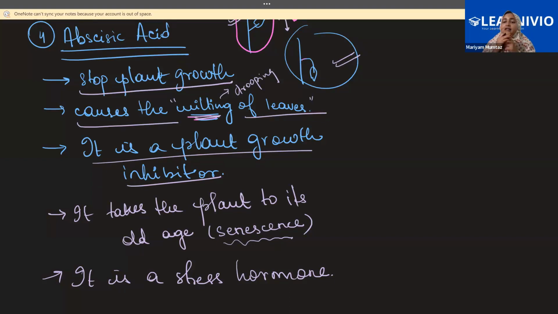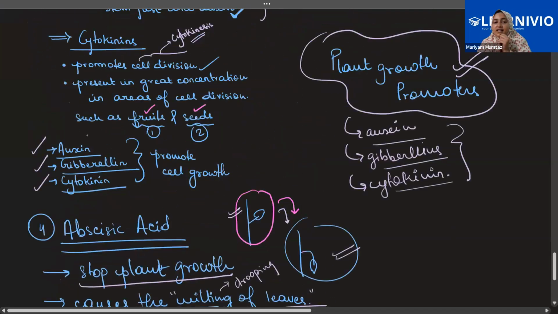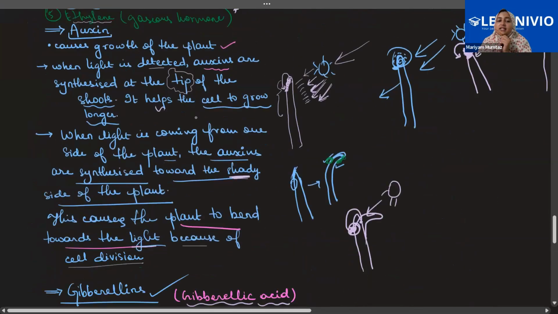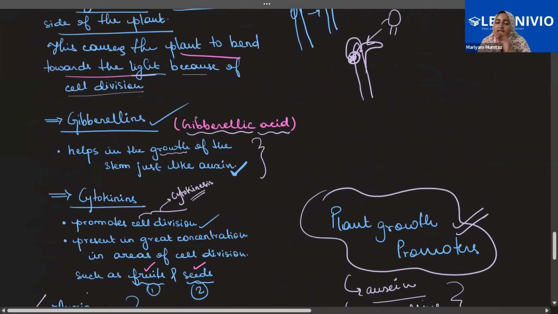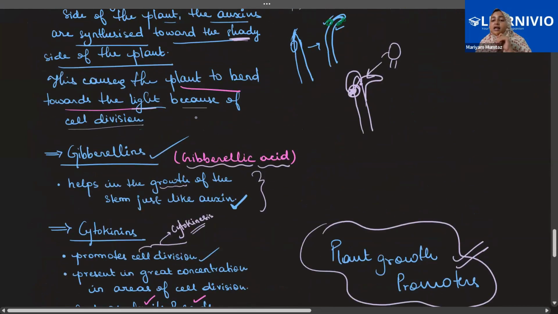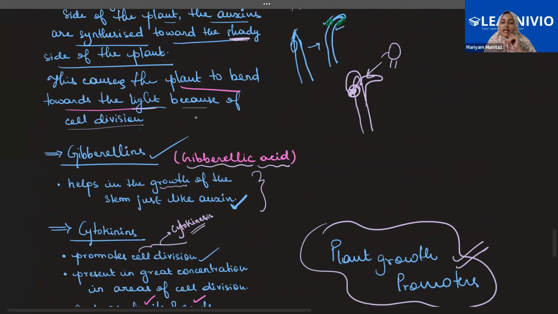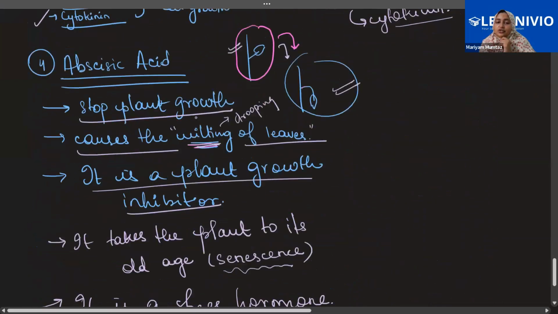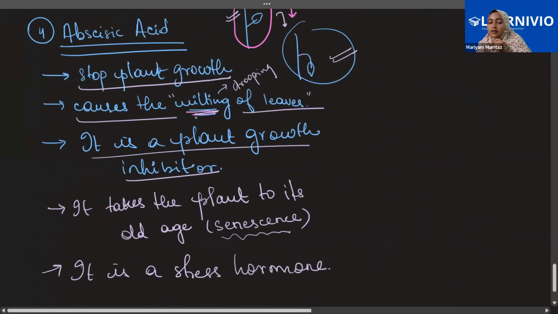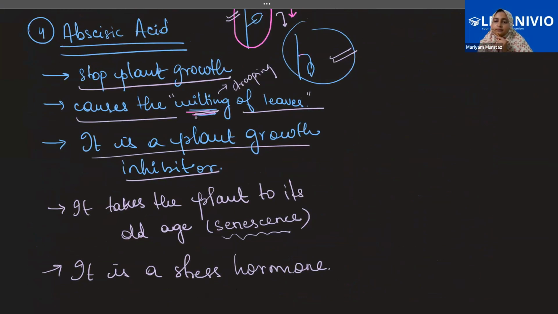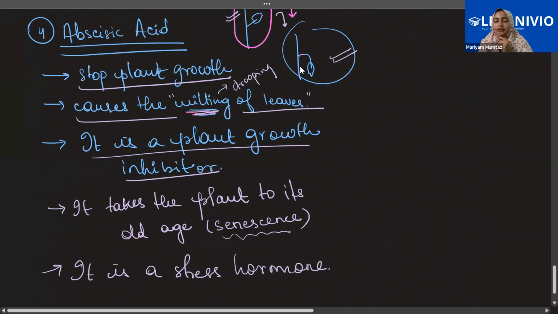And always remember that the first three hormones that we have studied, meaning the auxin, gibberellin, and cytokinins, are known as the plant growth promoters. Why? Because they are enhancing the growth of the plant. They are making the plant grow taller. But when we talk about abscisic acid, it is known as the plant growth inhibitor. Clear, students? Any doubts? The whole entire phytohormone portion is clear to you all?